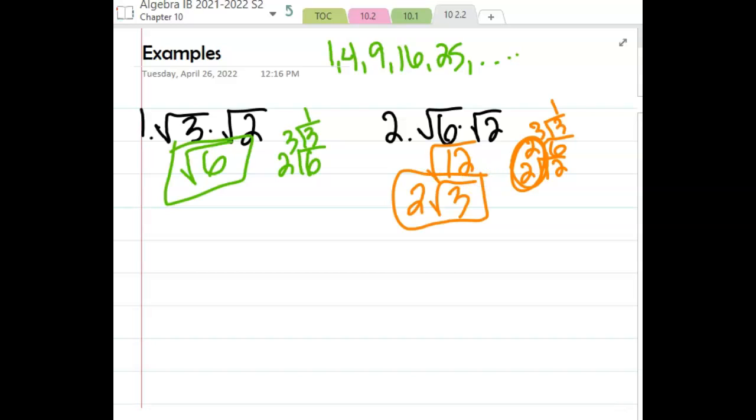If you like the perfect square factor method, how would you break down the 12? 4 and 3. Excellent. 4 times 3. The square root of 4 is 2. The square root of 3 is the square root of 3. Either way works. Whichever you're more comfortable with. Okay, number 3.